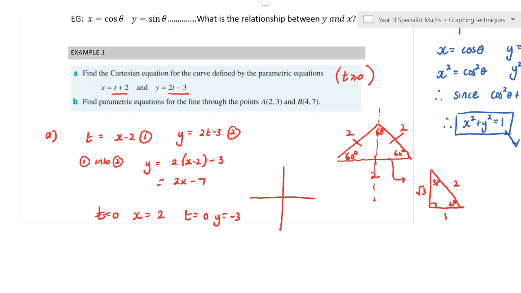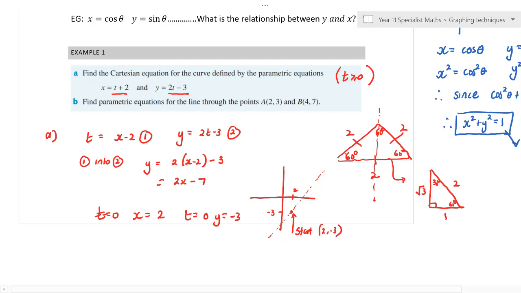So what we're going to do is draw this particle. At time equals 0, the point is 2, minus 3. So I'll put a little 2 there, and there's minus 3. In actual fact, the intercept is minus 7, and we could draw it like so. The Cartesian equation goes like this. But in actual fact, it starts here, doesn't it? It starts at the coordinate 2, negative 3.